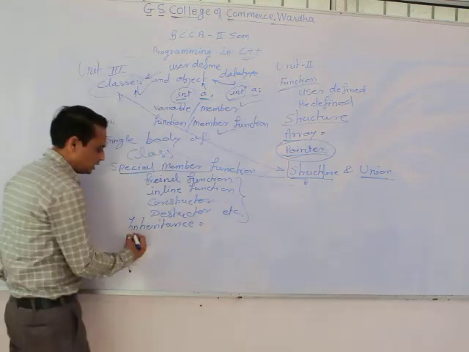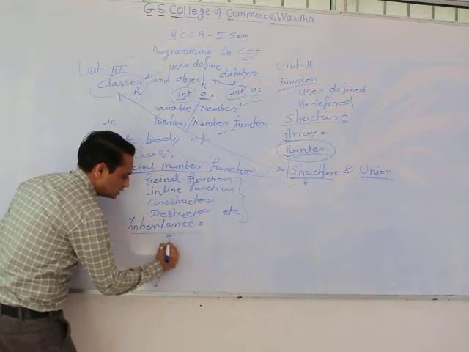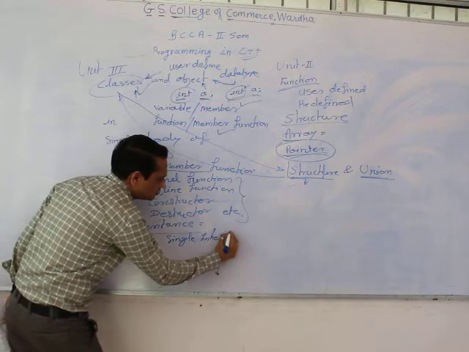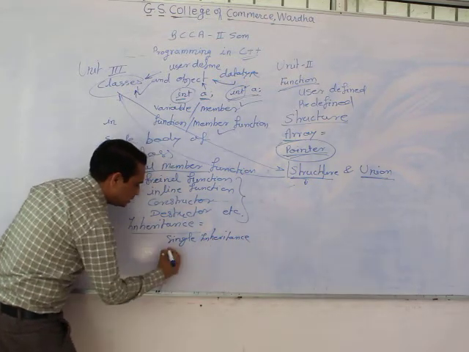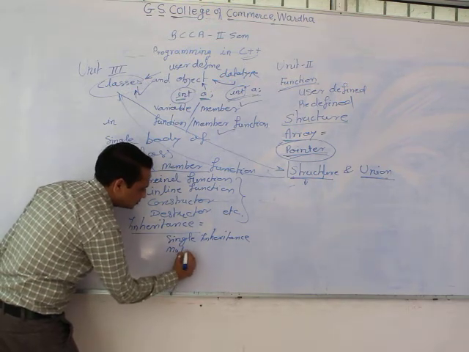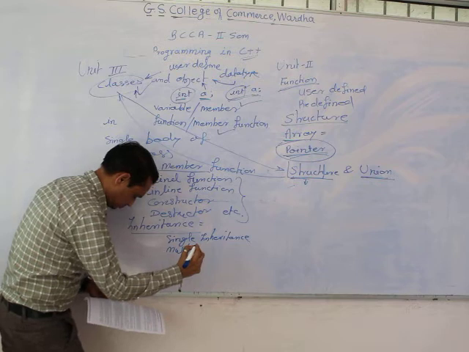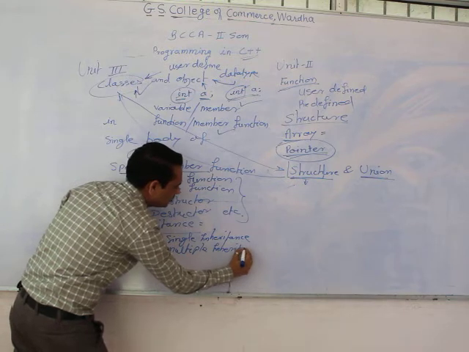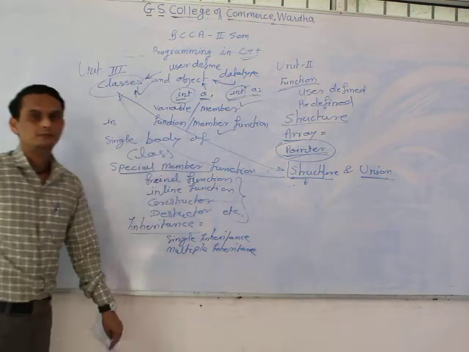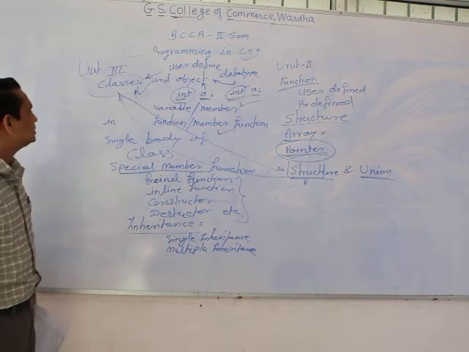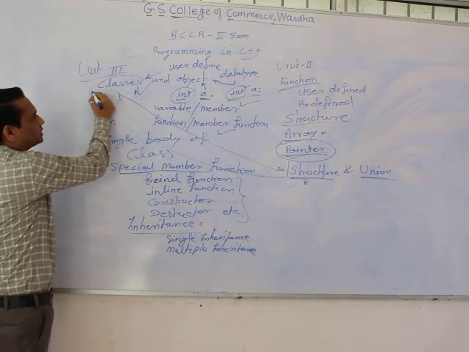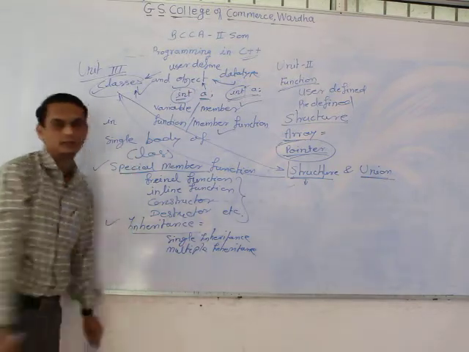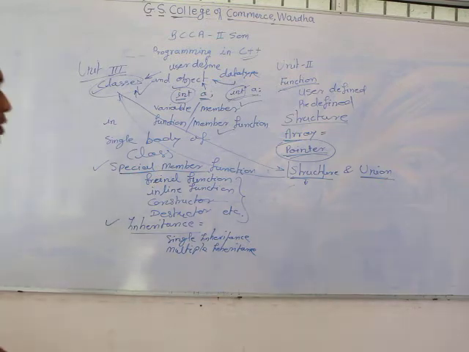Okay, so in inheritance, we have two types of inheritance: single inheritance and the second one is multiple inheritance. This is explained in unit 3, that is, class, object, special member functions and inheritance are included in unit 3.